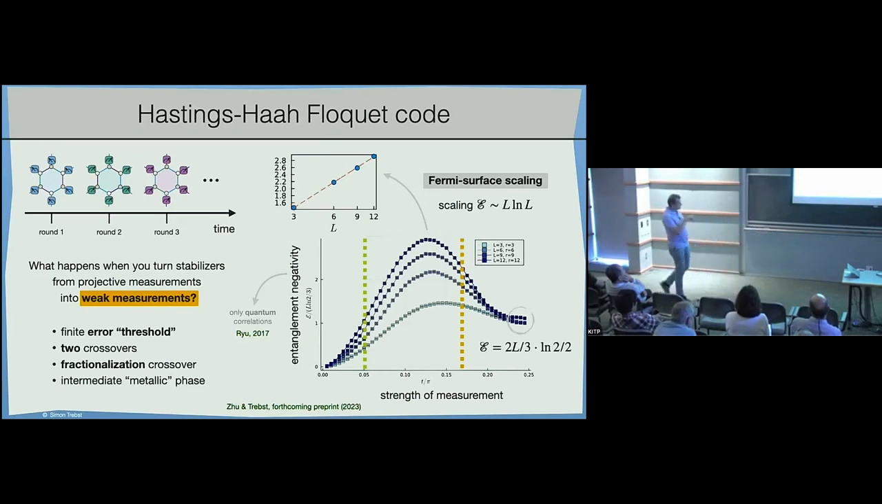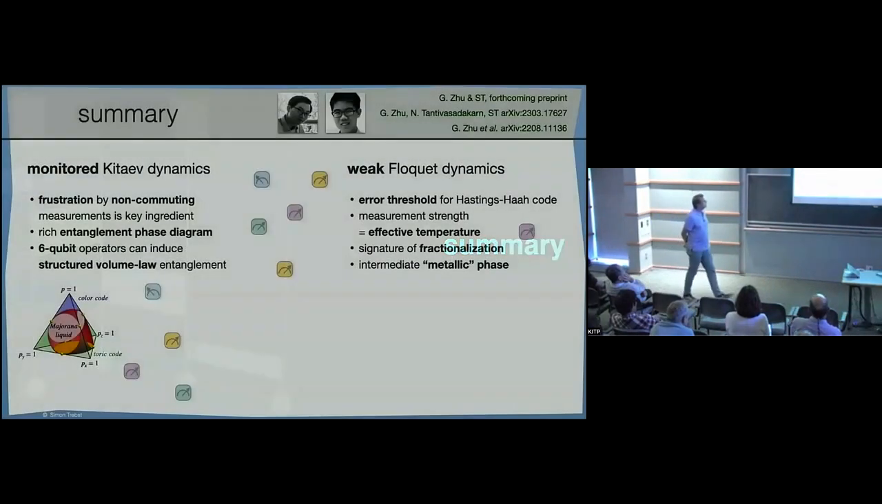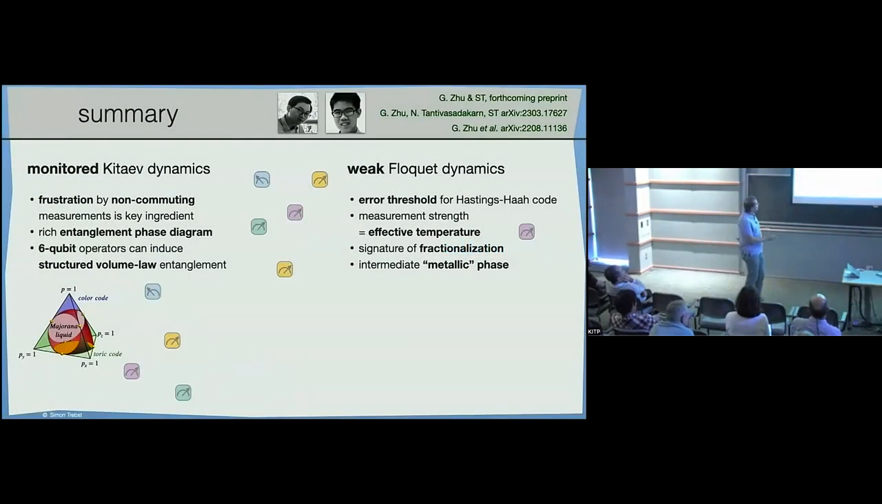Okay. Good. So these were the two principal examples. So let me close. My time is also up. So I've discussed two types of problems. One is a monitored Kitaev model, and what kind of entanglement structures can we stabilize in the presence of additional interactions. A problem that we cannot do in Hamiltonian land. And then what happens if we introduce Floquet dynamics and weaken these measurements and see these signatures of fractionalization that we have seen in the Kitaev model at finite temperature.